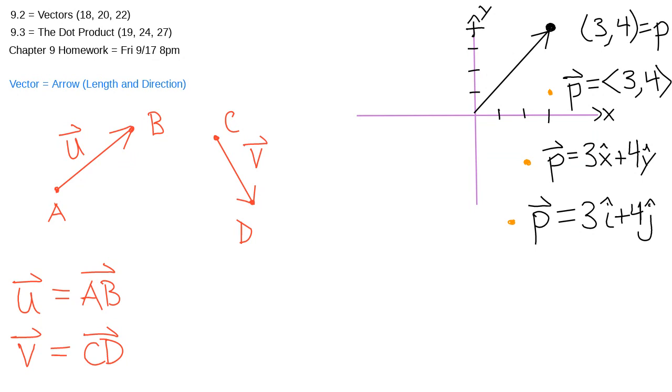So you can see that a point in space and a vector are very similar. It's the same information. A vector preserves the direction, right 3, up 4, and the length, this length doesn't change. The length of that vector doesn't change. Are there any questions so far?